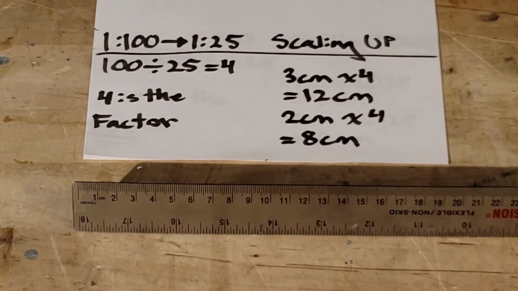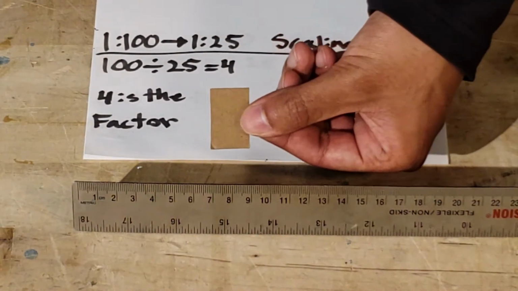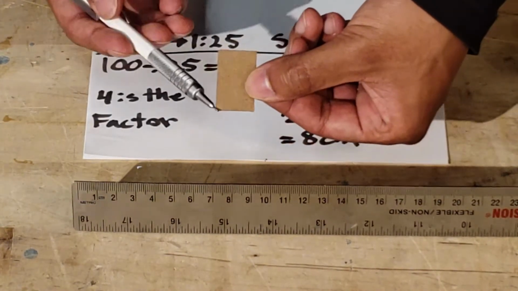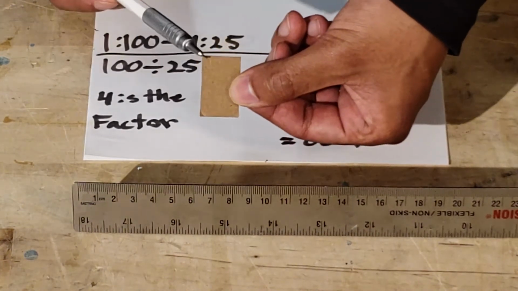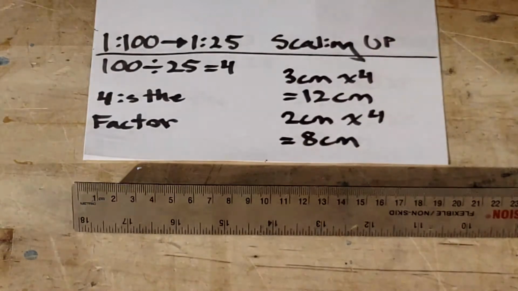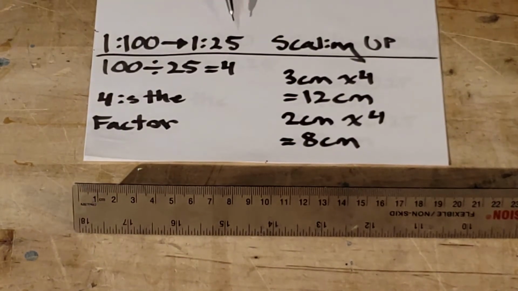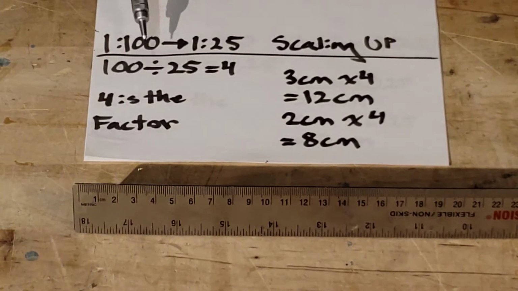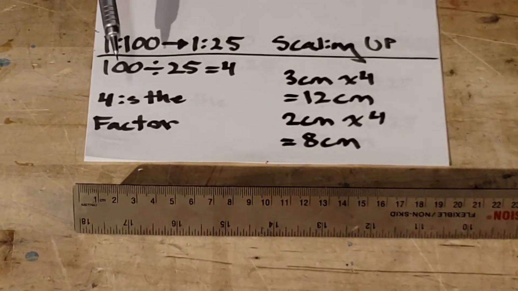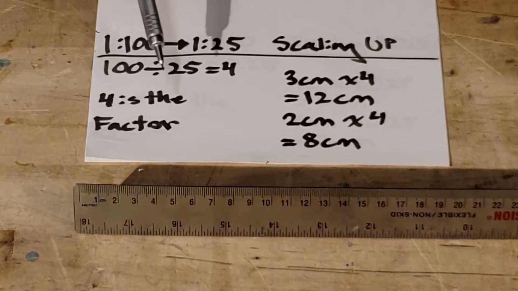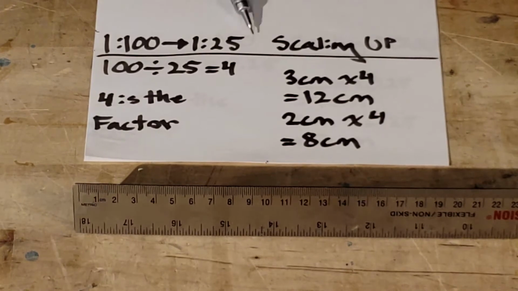So we have a wall that was cut at 1 to 100, which is originally 3 meters tall and 2 meters wide. At a scale of 1 to 100, it's 3 centimeters by 2 centimeters. For 1 to 100, going to 1 to 25, we take our 100 divided by 25, which is the scale we want to get to, which gives us 4.